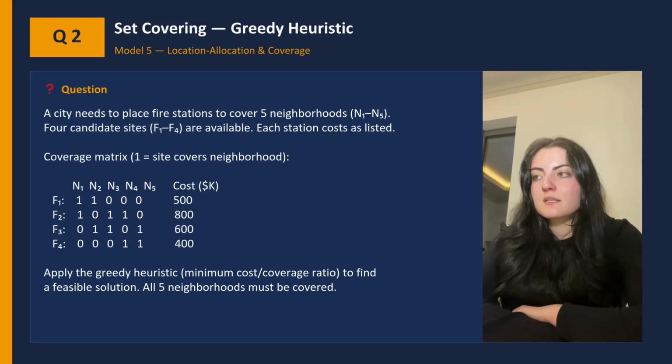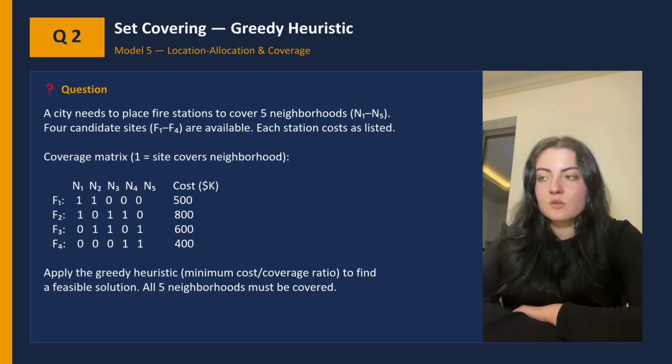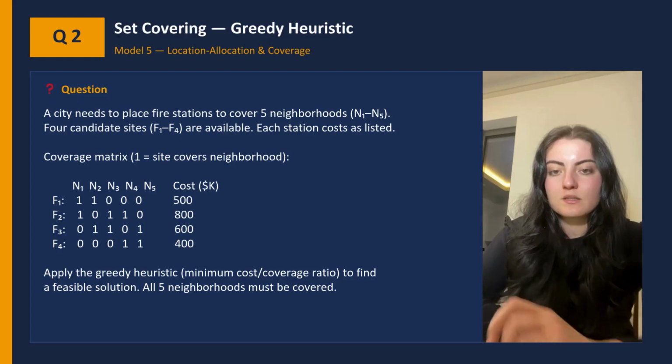That means at each step we select the site that gives the best cost efficiency relative to the number of currently uncovered neighborhoods it can cover. This method is fast and practical, especially for larger problems, even though it does not always guarantee the absolute optimal solution. To start with the heuristic, we first compute the ratio for every single candidate site.